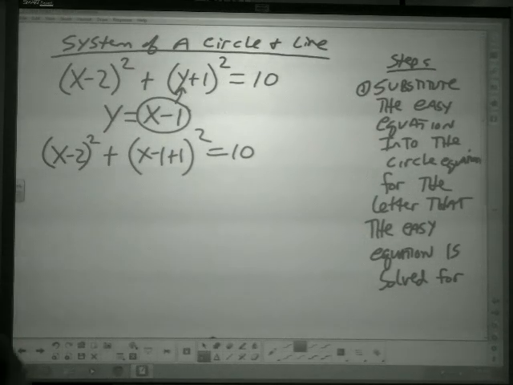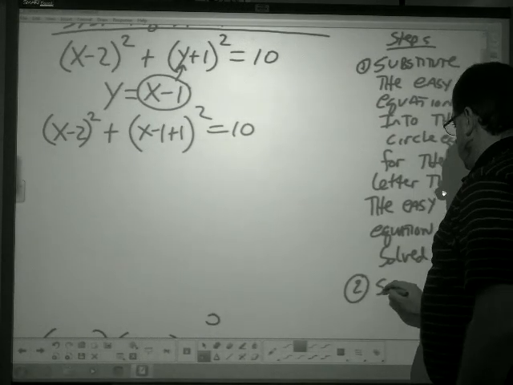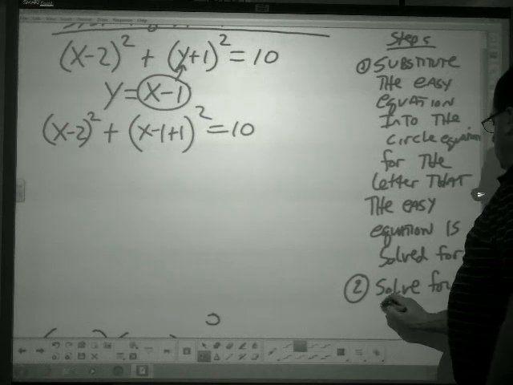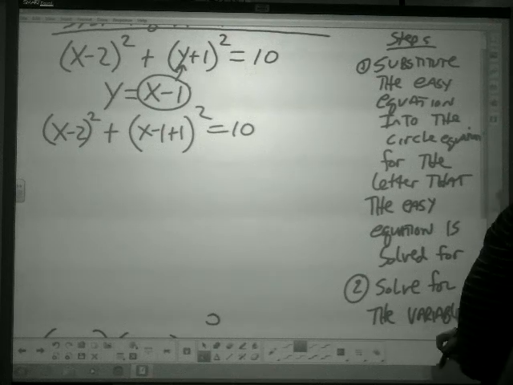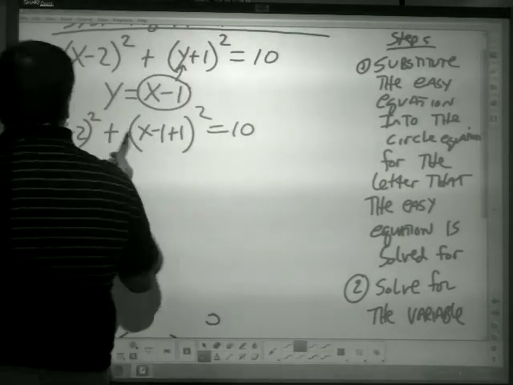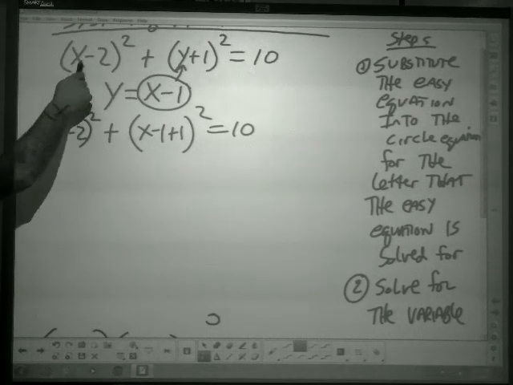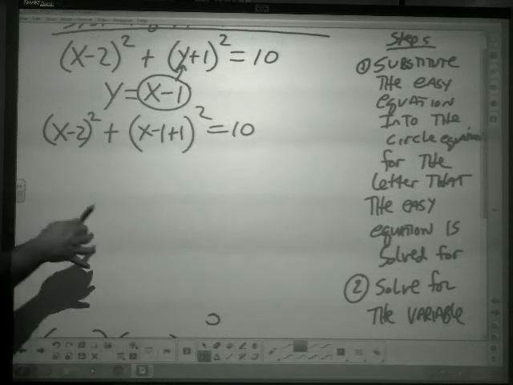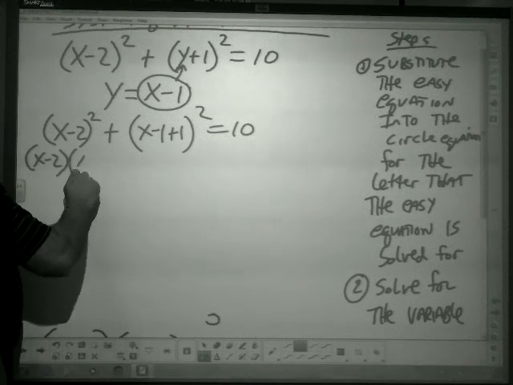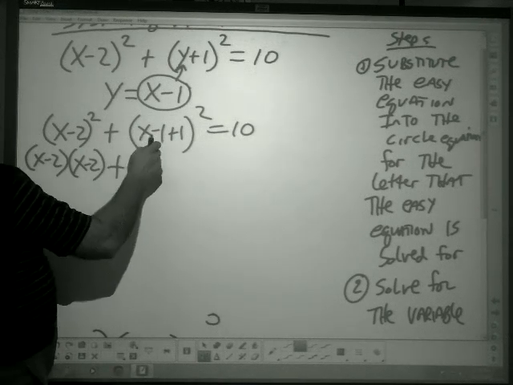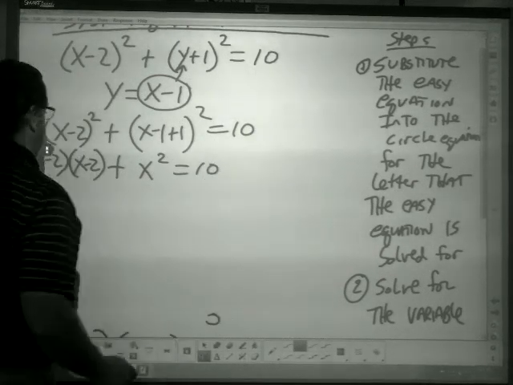Second thing, solve now for the letter that's left in the problem. You're only going to have one variable now, whether it's x or y. You're only going to have one. I could have said x equals y plus 1, and then right here I would have written y plus 1 instead. It doesn't matter. Solve for whatever variable you've got left. (x minus 2) squared, well that's really (x minus 2) times (x minus 2), plus (x minus 1) plus 1, that's just x, squared equals 10.